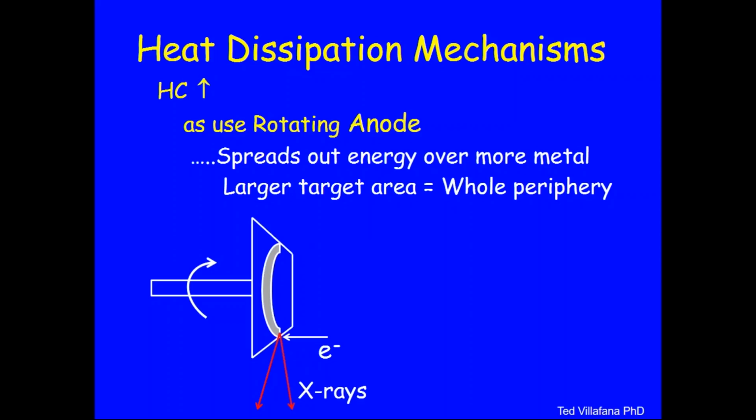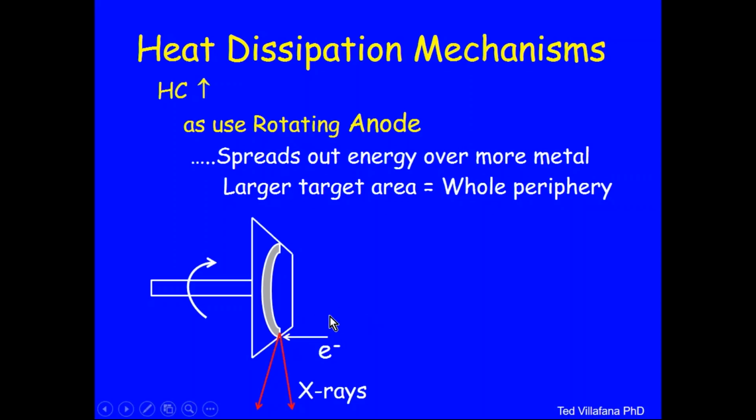Okay, here is another heat dissipation mechanism. Again, this one is utilized by all of our modalities. Again, a major source of heat dissipation, and that's rotating the anode. Up till now, I've been describing the X-ray production process by just stating the electrons impinge on a point. Okay, but now we're going to add another little wrinkle to this.